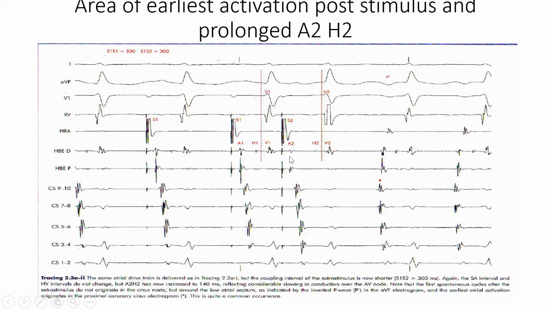At S2, we saw the A2, right? We saw the small His, but the distance was prolonged, right? And we still saw the V2, and the V2 corresponds to your surface QRS, right? Is it clear? Yes, sir.